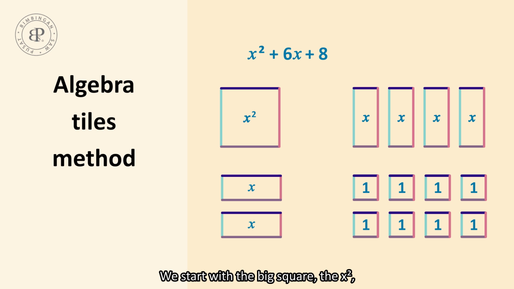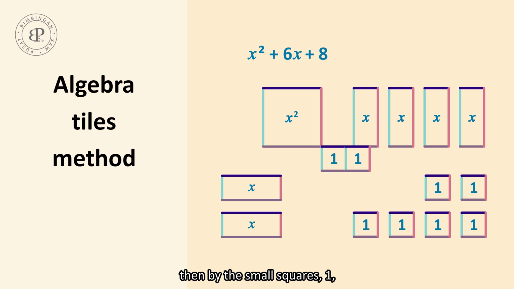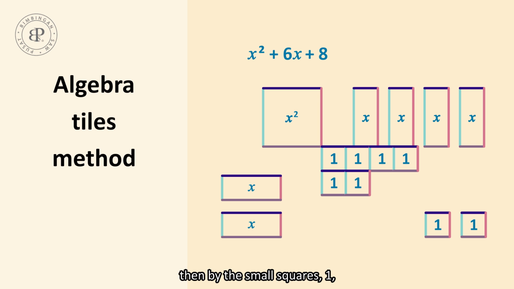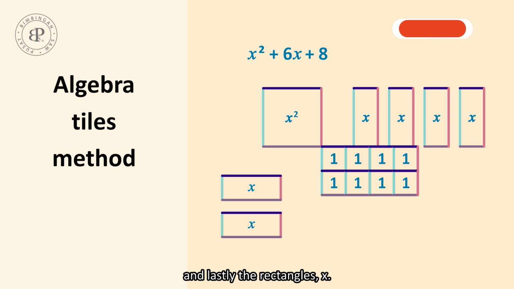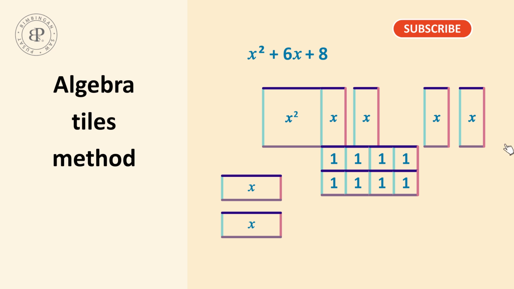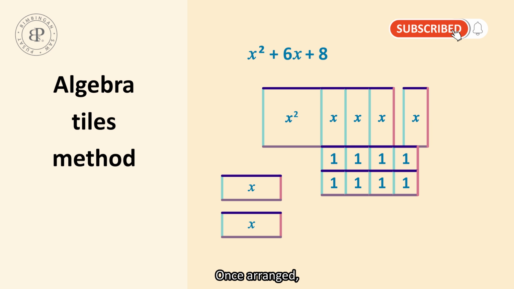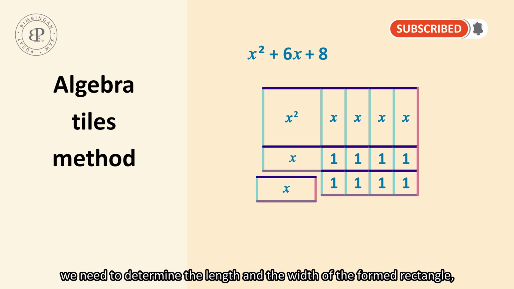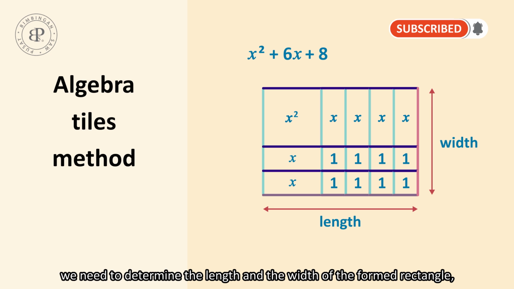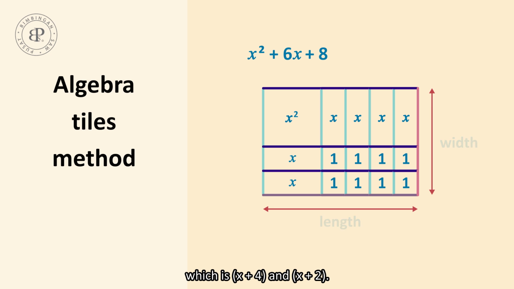We start with the big square, the x squared, then the small squares, 1, and lastly, the rectangles, x. Once arranged, we need to determine the length and the width of the formed rectangle, which is x plus 4 and x plus 2.